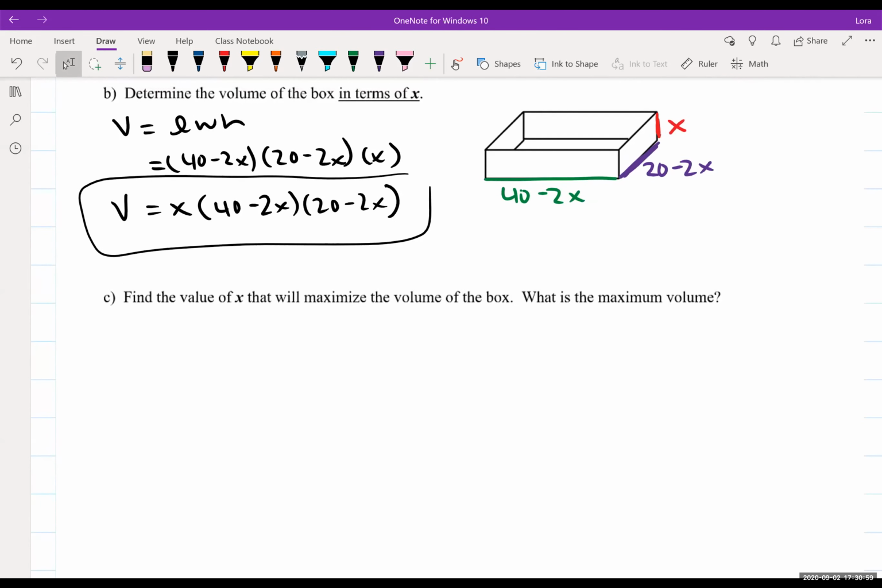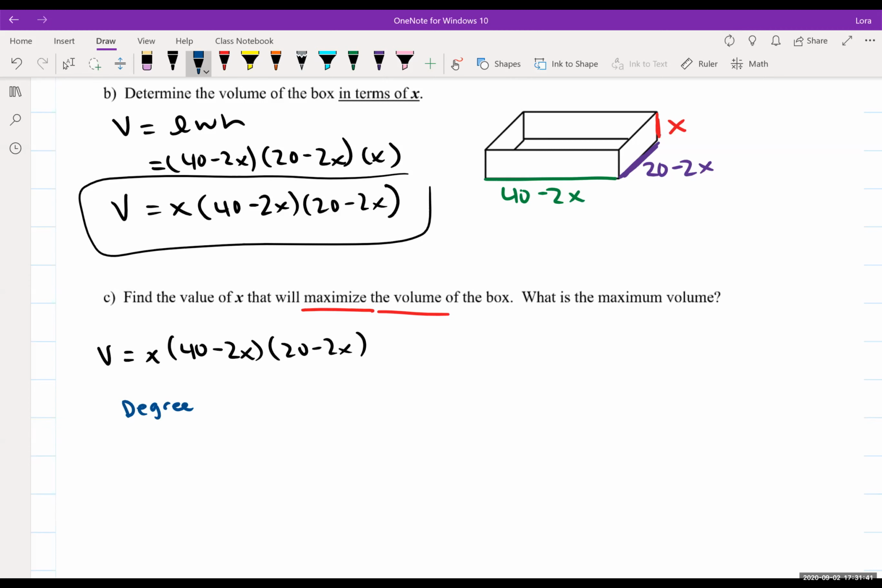Item C, find the value of x that will maximize the volume. So we're maximizing the volume, and we want to figure out what the maximum volume is. I'll write this over again just in case. Volume is x times 40 minus 2x times 20 minus 2x. If you're trying to understand the degree and behavior of this polynomial that you've created, you don't have to because you can type it into your TI, but I'd like to explain a little further for you.